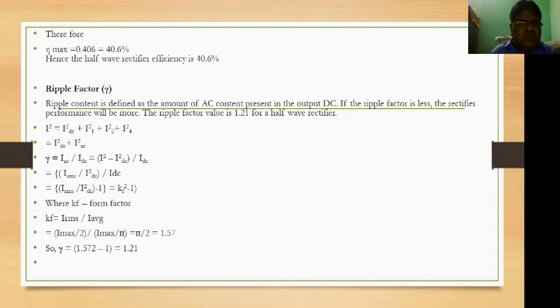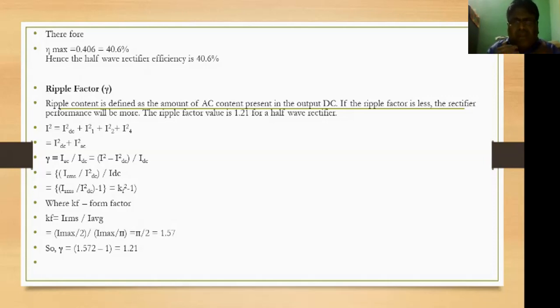So ripple factor is equal to root of 1.57 squared minus 1. That is equal to 1.21. That is the ripple factor of the half-wave rectifier. Ripple factor is always represented with the letter gamma. Okay, so here the ripple factor is 1.21 in a half-wave rectifier. Please remember how much the ripple factor is in a half-wave rectifier: 1.21.